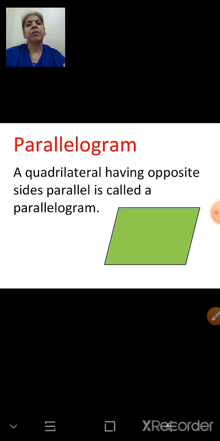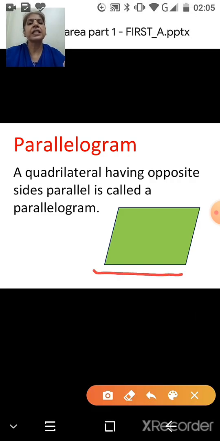Okay, now we are going to study about parallelogram. Now what is a parallelogram? A quadrilateral having opposite sides parallel is called a parallelogram. So a parallelogram is a quadrilateral. What is a quadrilateral? Four-sided closed figure. So it is a four-sided figure. And its opposite sides are parallel.